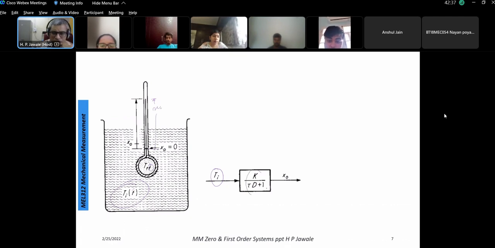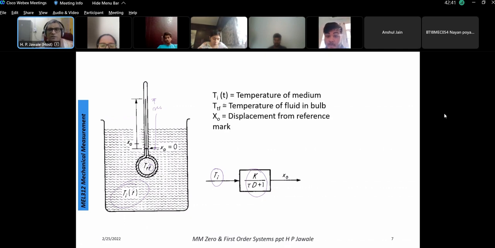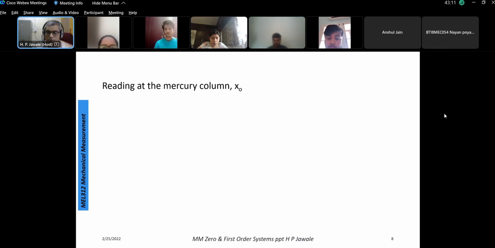So this is the transfer function that is obtained. Let us understand how that will be obtained. Let us say Ti is the temperature of the medium, TF is the temperature of the fluid in the bulb, and Xo is the displacement of the mercury in the capillary from the reference mark, say for example, this 0 mark on the thermometer. From this it has risen, and this is proportional to the input temperature Ti. So wherever that has reached, say Xo, we are going to formulate the equation. This equation can be governed by considering the input output characteristics.